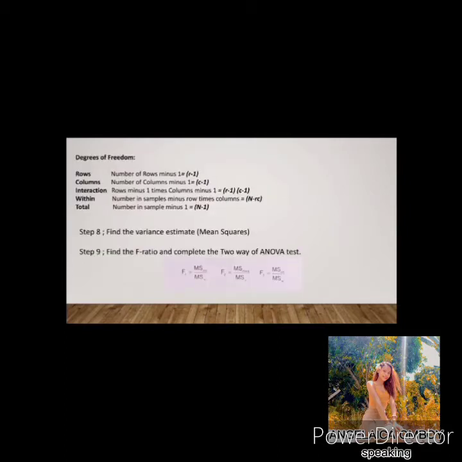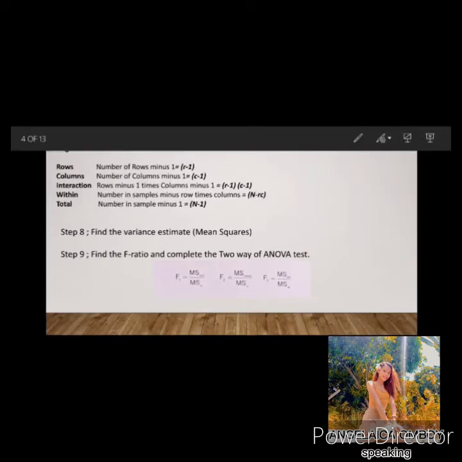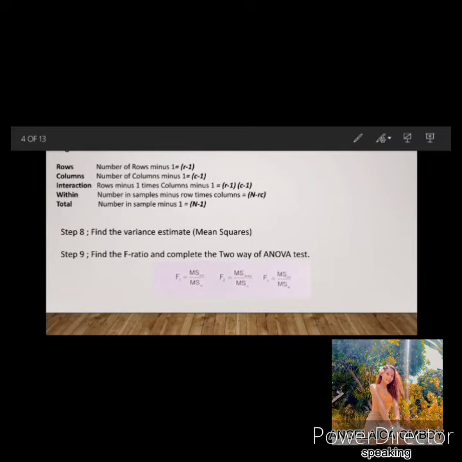Here it shows the degrees of freedom, which are for the rows, columns, interaction, within, and total. The formula for rows is df equal to the quantity of R minus 1. For the columns, df is equal to the quantity of C minus 1. Interaction df is equal to the quantity of R minus 1 times the quantity of C minus 1. Within is equal to the quantity of N minus RC. Total df is equal to the quantity of N minus 1.